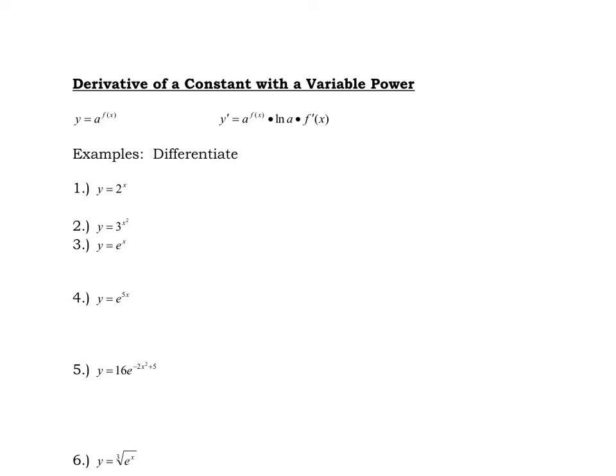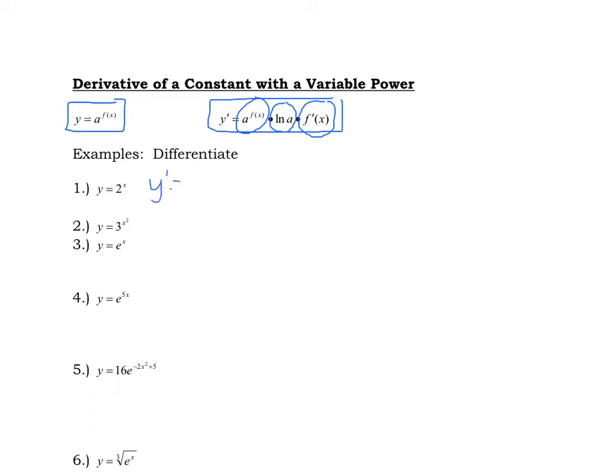Okay, we're going to look at finding the derivative of a constant with a variable power. So if you have y equals some number, which we're using a to represent, raised up to some function, here is our derivative. The first part says we're going to get the same part back. Then we're going to multiply by the natural log of the base. And then this f prime of x is really showing that we're going to chain along the derivative of the power, which is f of x. Looks really complicated, but when we do a few examples, you'll see that it's really not too bad.